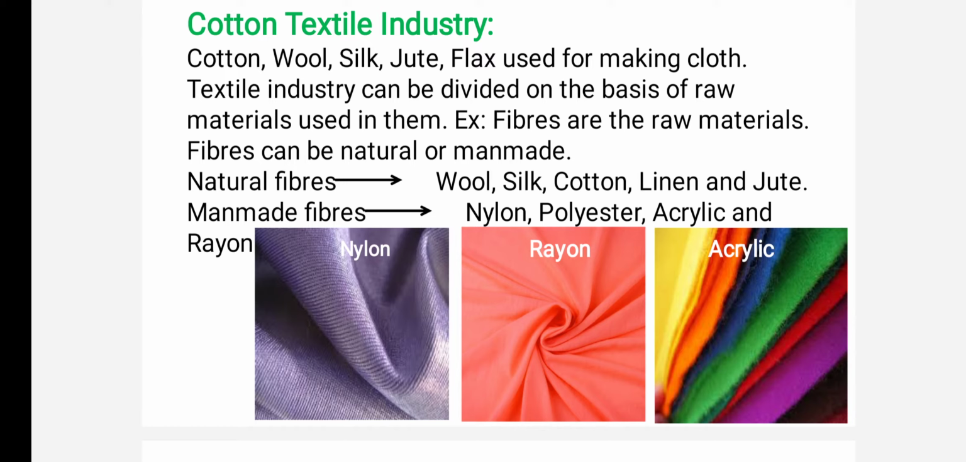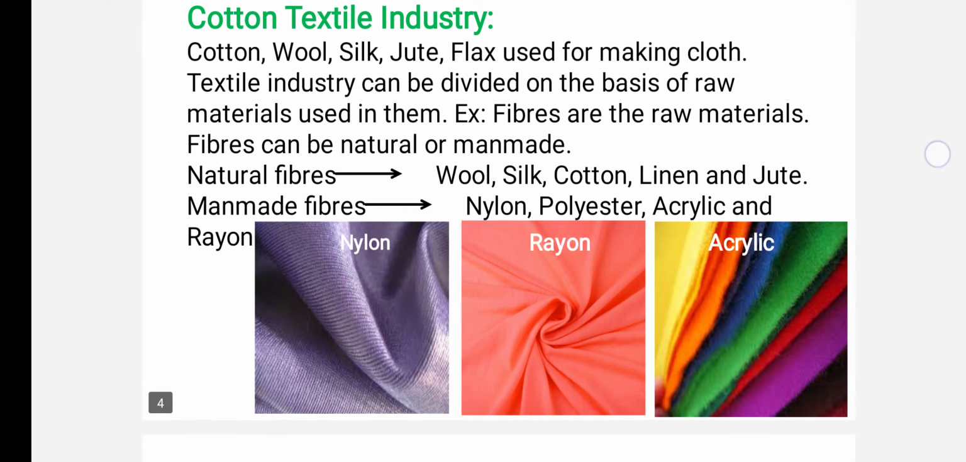So the textile industry can be divided on the basis of raw materials used in them. Some industries use silk, some use jute, some use cotton and some use wool. But ultimately they make cloth out of those materials. You may get silk cloth or jute cloth or cotton cloth, etc. So the fibers are the raw materials of the textile industry. What fiber? Jute fiber, silk fiber, wool or cotton, etc.